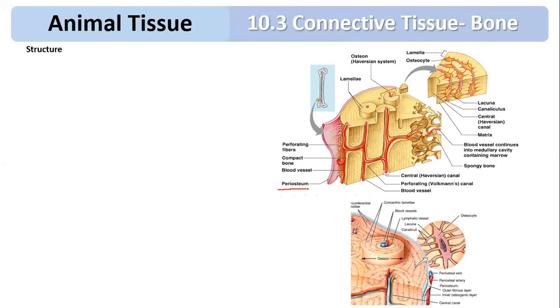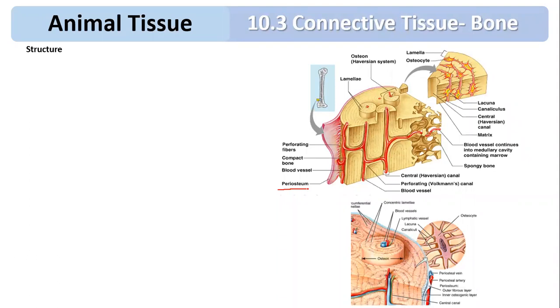Since bone is hollow in nature, inside the bone there is bone marrow. Inside, the bone is also covered by a covering, and that covering is called endosteum. Endosteum surrounds the bone marrow cavity, whereas periosteum, peri meaning surrounding, is a covering around the bone.